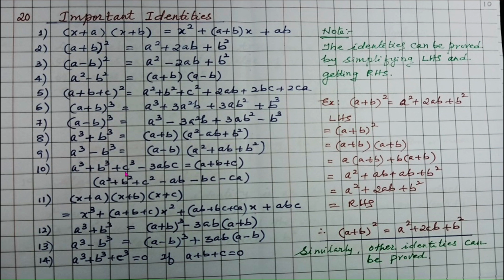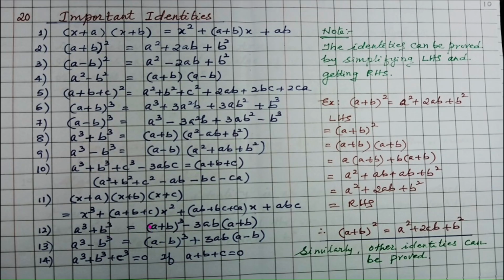Very important identity. Now if you take three factors here, (x plus a) into (x plus b) into (x plus c), there are three binomials, the product of three binomials, then we get x cube plus (a plus b plus c) x square plus (ab plus bc plus ca) into x plus abc. A very important identity again.